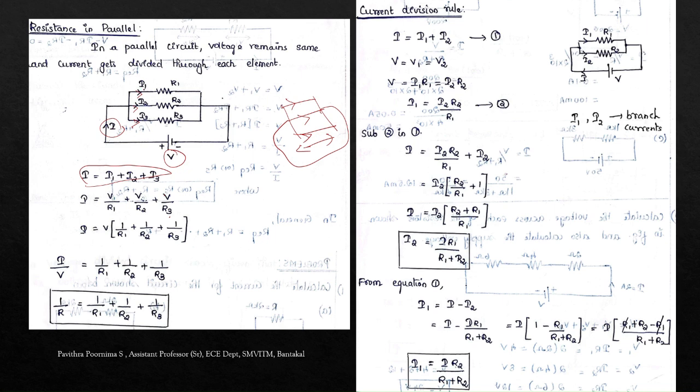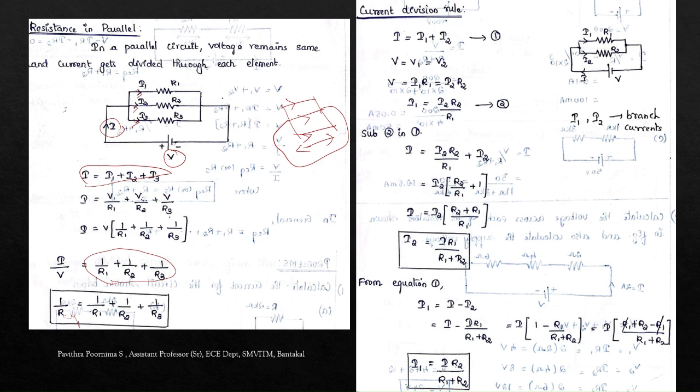What is I1? I1 is the current through the resistance R1. V is the same, since R1, R2, R3 have the same voltage. So I equals V by R1 plus V by R2 plus V by R3, where V is common. So I by V equals 1 by R1 plus 1 by R2 plus 1 by R3. So what is 1 by R equivalent? That is 1 by R1 plus 1 by R2 plus 1 by R3. To find the total resistance, the formula is this. After taking the reciprocal of this 1 by R equivalent, we get the total resistance.